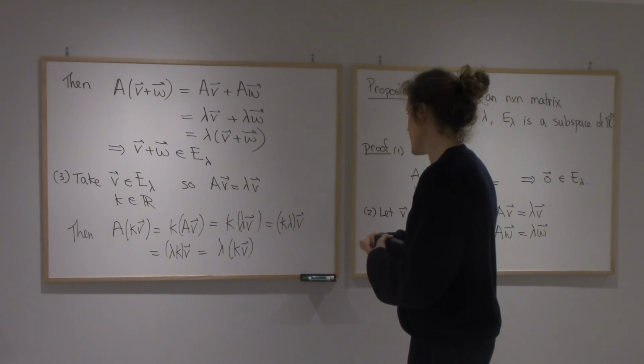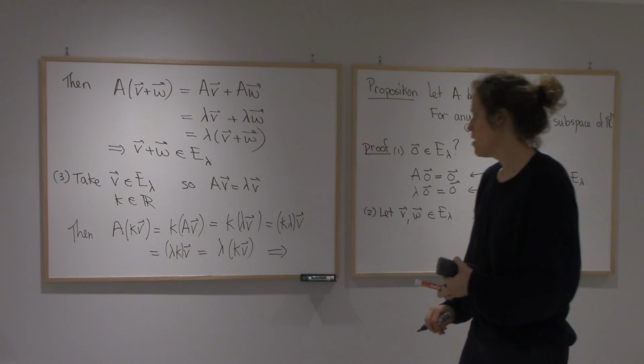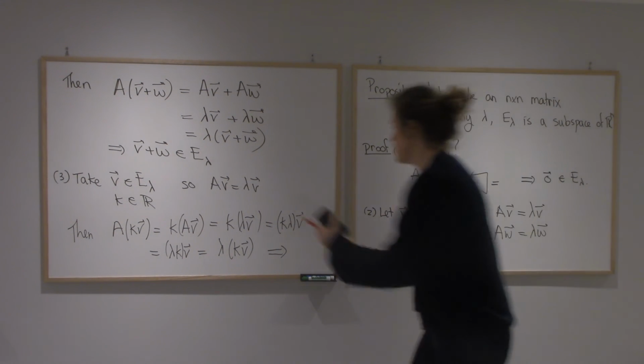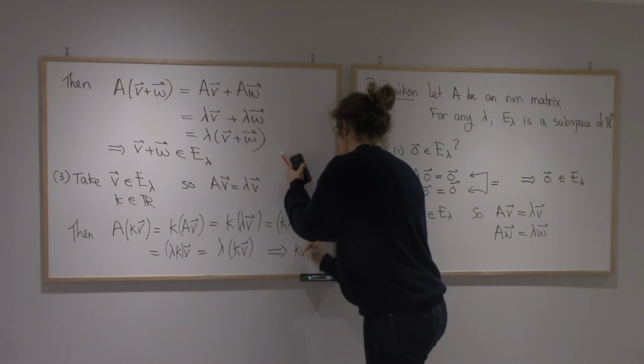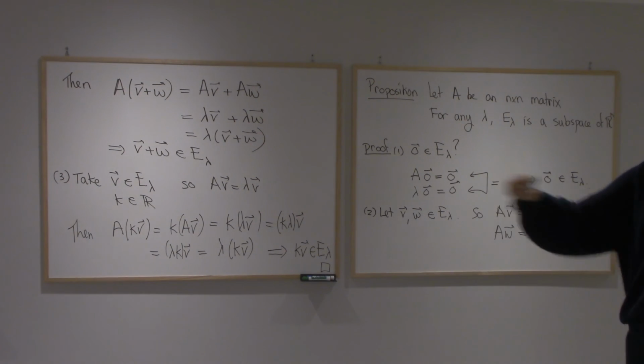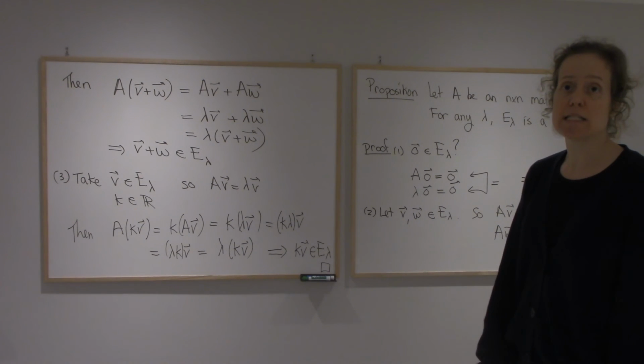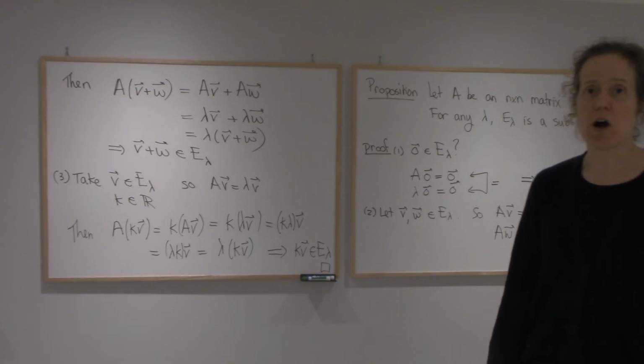And so A times KV is the same as lambda times KV. And that means that, let me write it here, I'm sorry it's a bit low. That means that KV is in E lambda. Right, so I proved all three conditions. That means that E lambda is indeed a subspace of Rn.